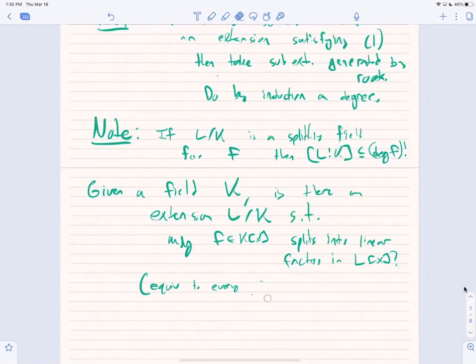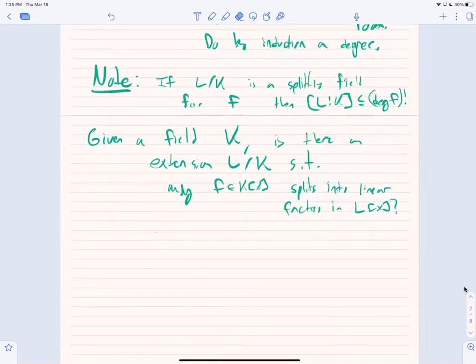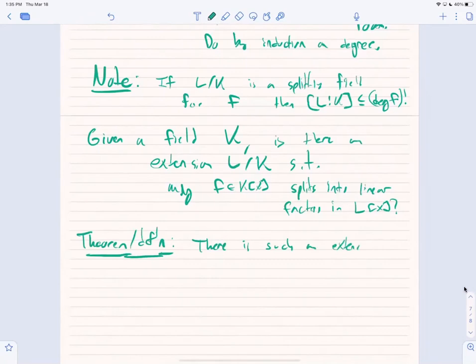Actually, sorry, I should probably be careful. Let me just say it like this. Okay, and the answer is yes. So, theorem/definition: there is such an extension. There exists such an extension, which is furthermore algebraic over K.